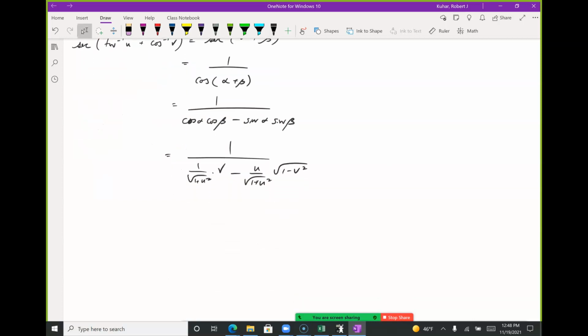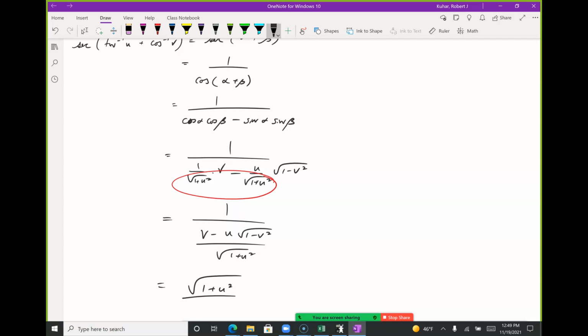Now, a big theme of what happens in the calculus sequence is that if you have more than one fraction, get me a single fraction. If you have fractions within fractions or more than one fraction, get me a single numerator factored and a single denominator factored. And so this one is pretty simple. I get 1 over v minus u square roots of 1 minus v squared over the square root of 1 plus u squared. I can already see I have a common denominator there, and I just do my keep change flip. So square root of 1 plus u squared all over v minus u times square root of 1 minus v squared. And there's the answer.